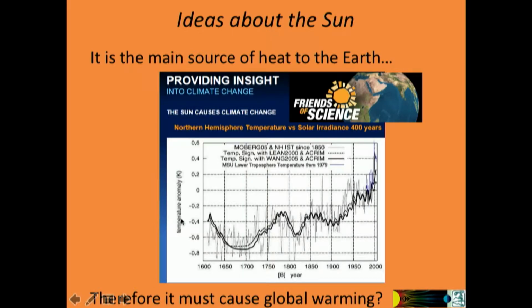Here's another thing I found on the web. Friends of Science says the sun causes climate change, and they have this data that says the temperature changes are lined up exactly with the fluctuations in the sun's energy. Wow, what about that? We'll take a look at that.